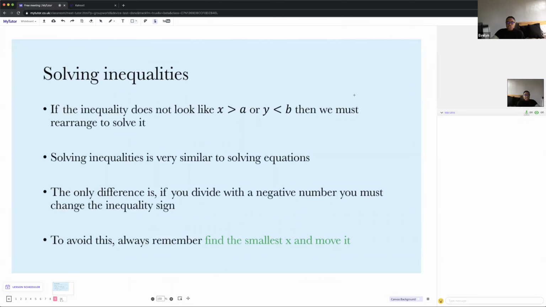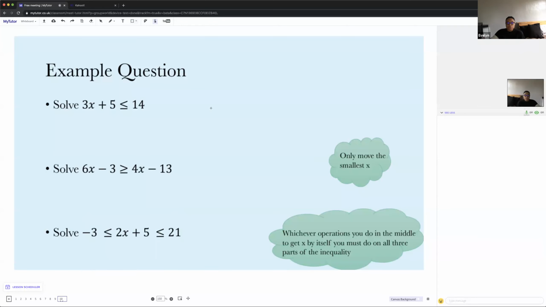Right, getting on to solving now. Solving inequalities is very similar to solving equations. The only difference is if you divide by a negative number, you have to switch your inequality sign around. Now, sometimes it's really hard to remember this. So to avoid it, I always suggest find the smallest x and move it. Some of you were asking on Tuesday, why do I always find the smallest x and move it?